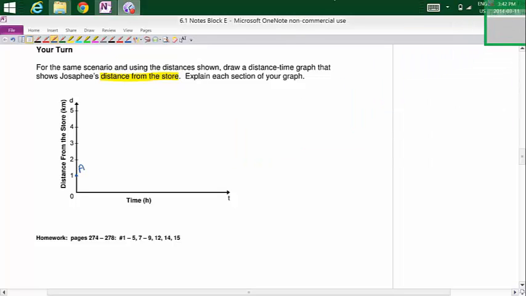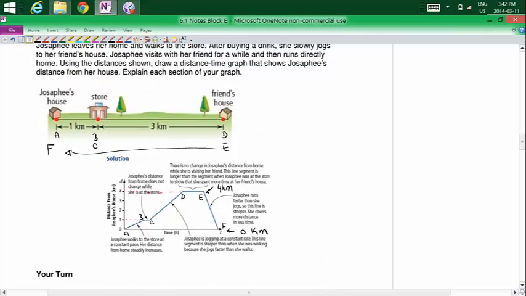Okay, so for this your turn, we're going to use the same scenario but switch it up a little. Using the distances shown, draw a distance time graph that shows Josephine's distance from the store. So this time it's not from her house but from the store. Explain each section of your graph. If we go up to our diagram, we can see that her house is 1 kilometer away from the store. And we want to draw our graph with respect to the distance from the store this time.